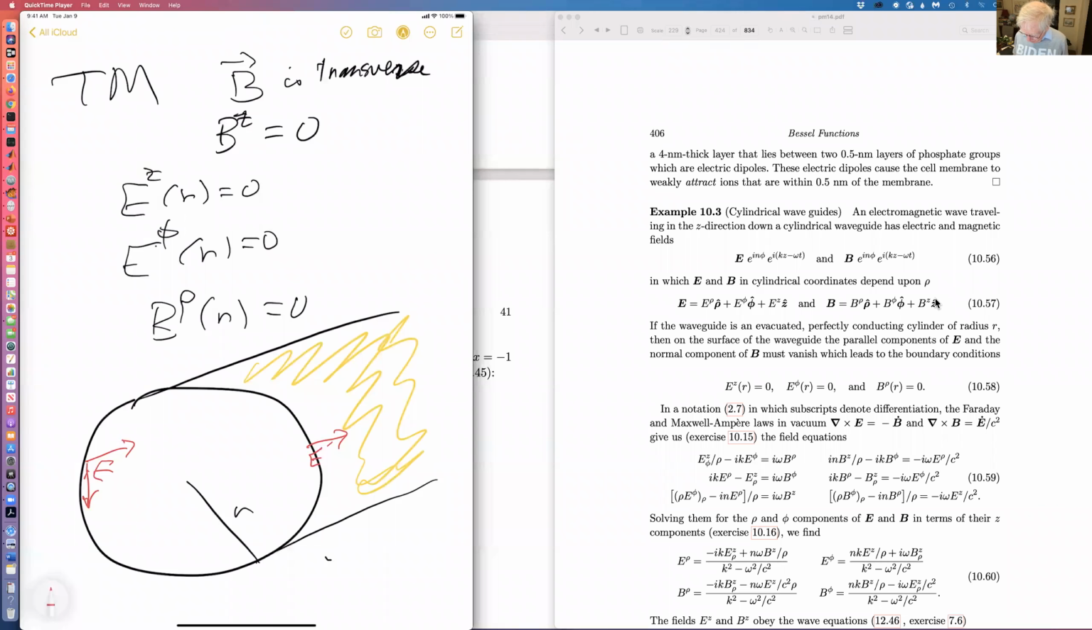On the other hand, the normal component of B, that is to say the B that points this way, has to vanish at the copper. And so those are the conditions. Okay, so that's that.